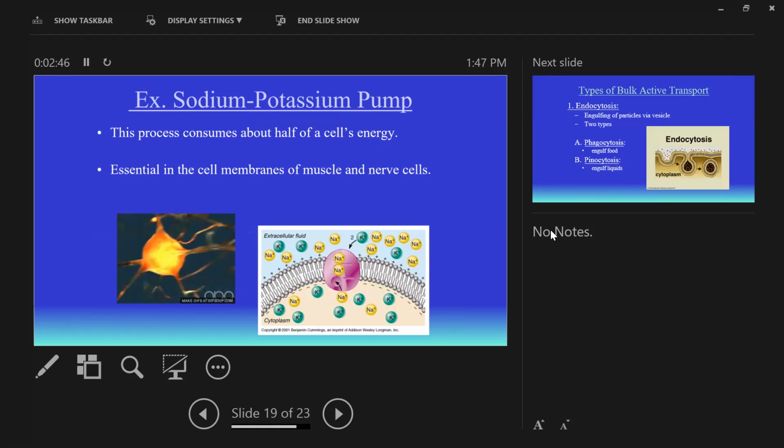The sodium potassium pump is one of my favorite things. I don't know why. I've just always loved this ever since college. I just think it's really cool. So this process consumes about half of a cell's energy. So clearly it's very important. And it's essential in the cell membranes of muscle and nerve cells. So the sodium potassium pump is responsible for allowing our muscles to contract and for nerve cells to be able to do what they do.